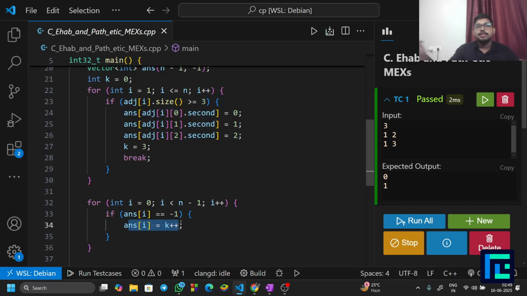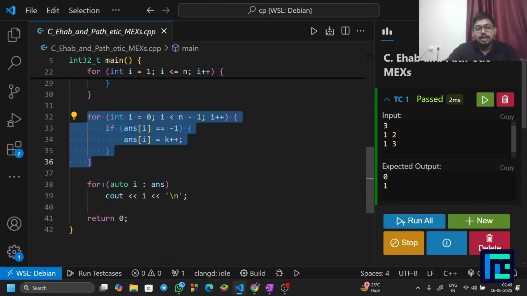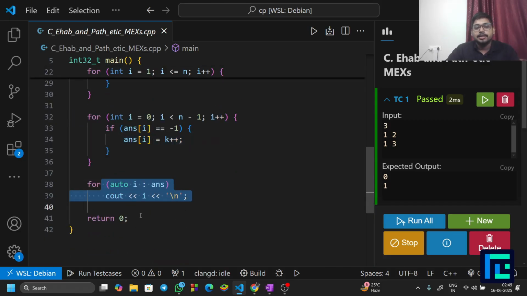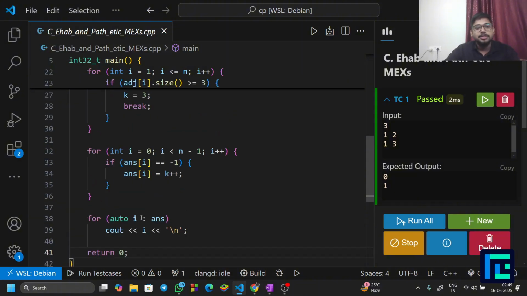That way all the values are assigned if k remains 0, and if k becomes 3, then for those three values this statement would become false because the answer is already assigned. For the remaining values, I'll keep assigning starting from 3, in any order. Okay, so that is done. After that, I'll just print my answer. I hope the logic and code, everything is clear about this problem.